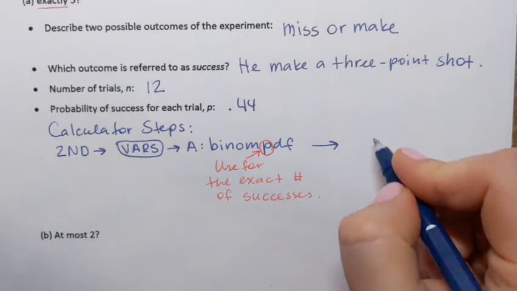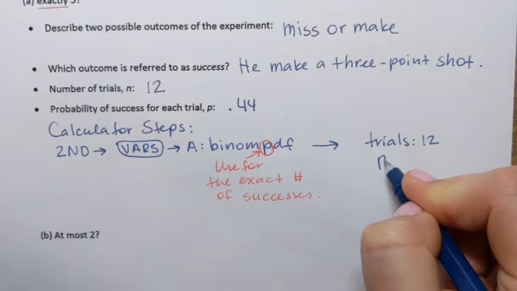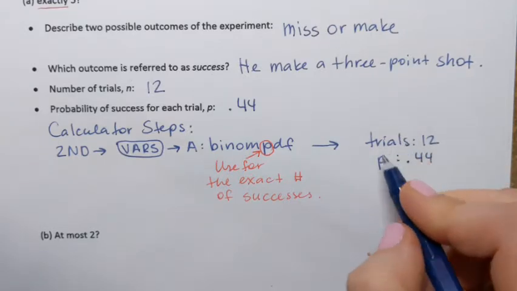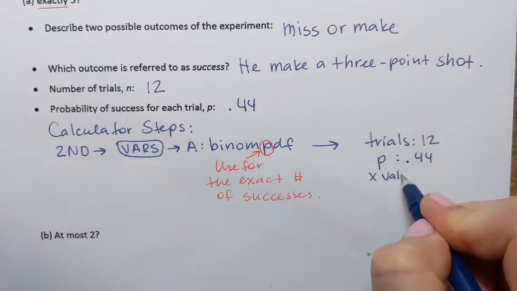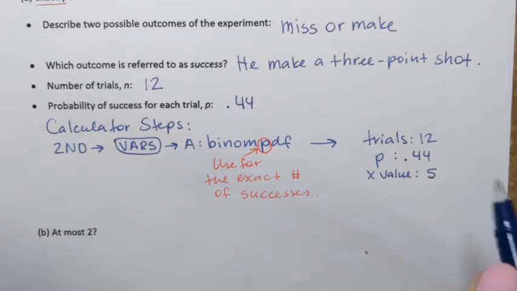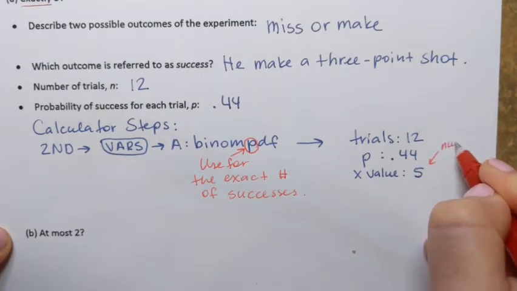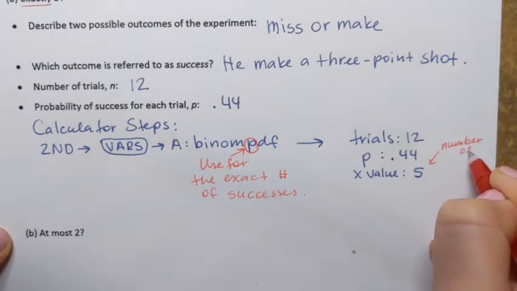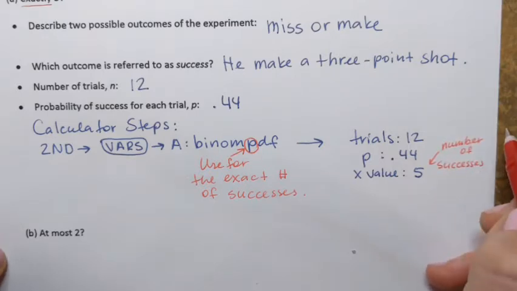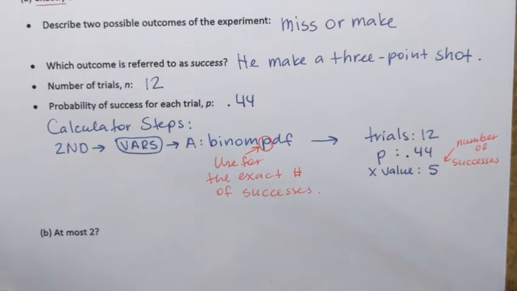First it asked for trials, and we entered 12. Then it said P, that's probability of success in each trial, it's 0.44. And X value is 5, number of successes. Okay, and then the calculator provides us with the probability.